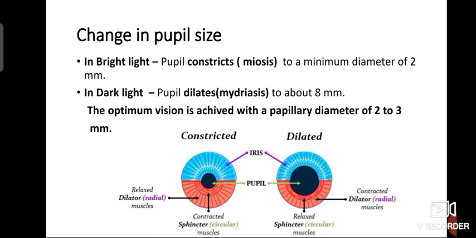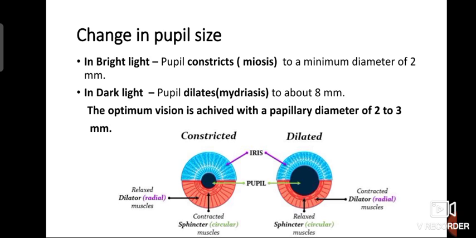Change in pupil size. In bright light, the pupil constricts. It is known as miosis, to a minimum diameter of 2 mm. In dim light, the pupil dilates, which is mydriasis, to about 8 mm. The optimum vision is achieved with a pupillary diameter of 2 to 3 mm.